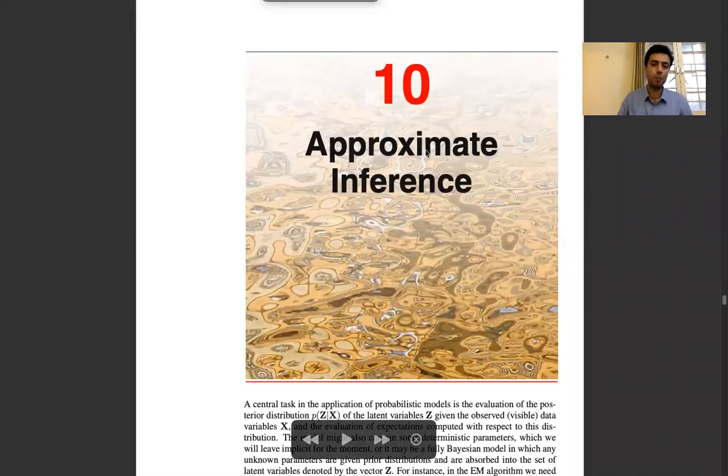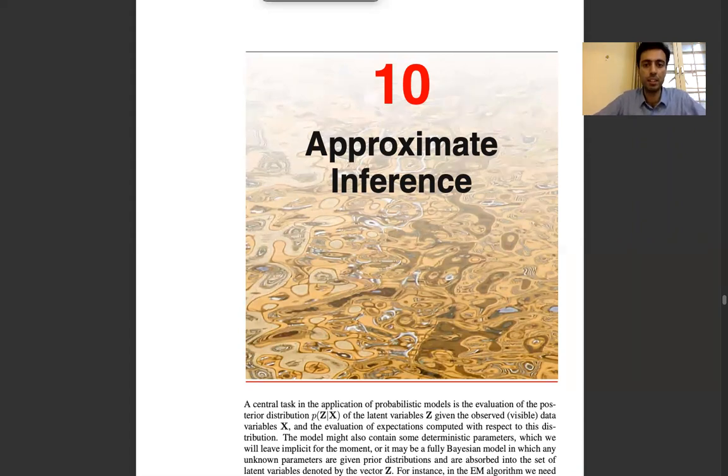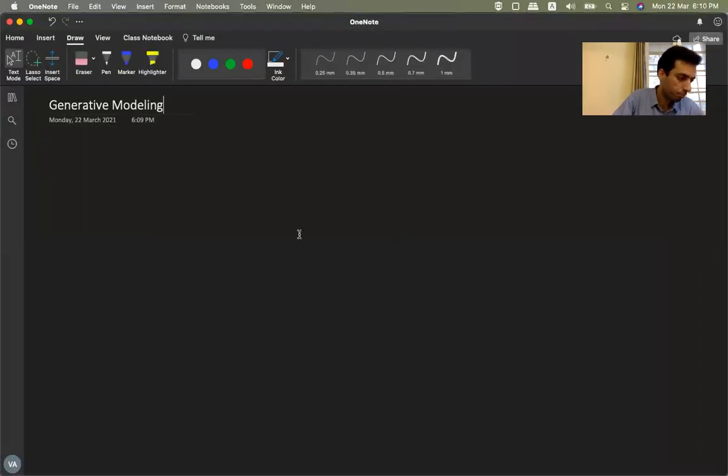Okay, so the topic which we are going to study is generative modeling. There are two chapters in Bishop's book. One chapter is chapter 10, approximate inference, and the second chapter is chapter 11 on sampling. So these two chapters will serve as the reference for what we are going to do. Let me now give you a helicopter kind of understanding of what we are doing.